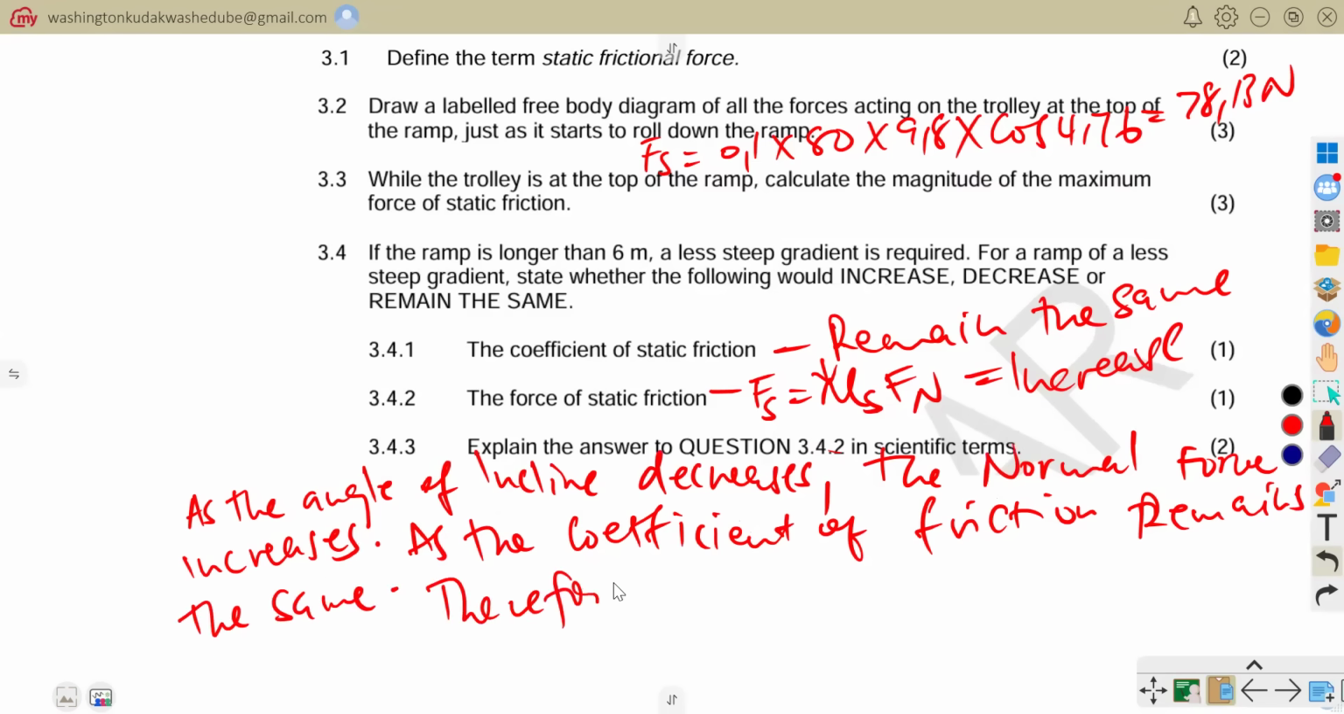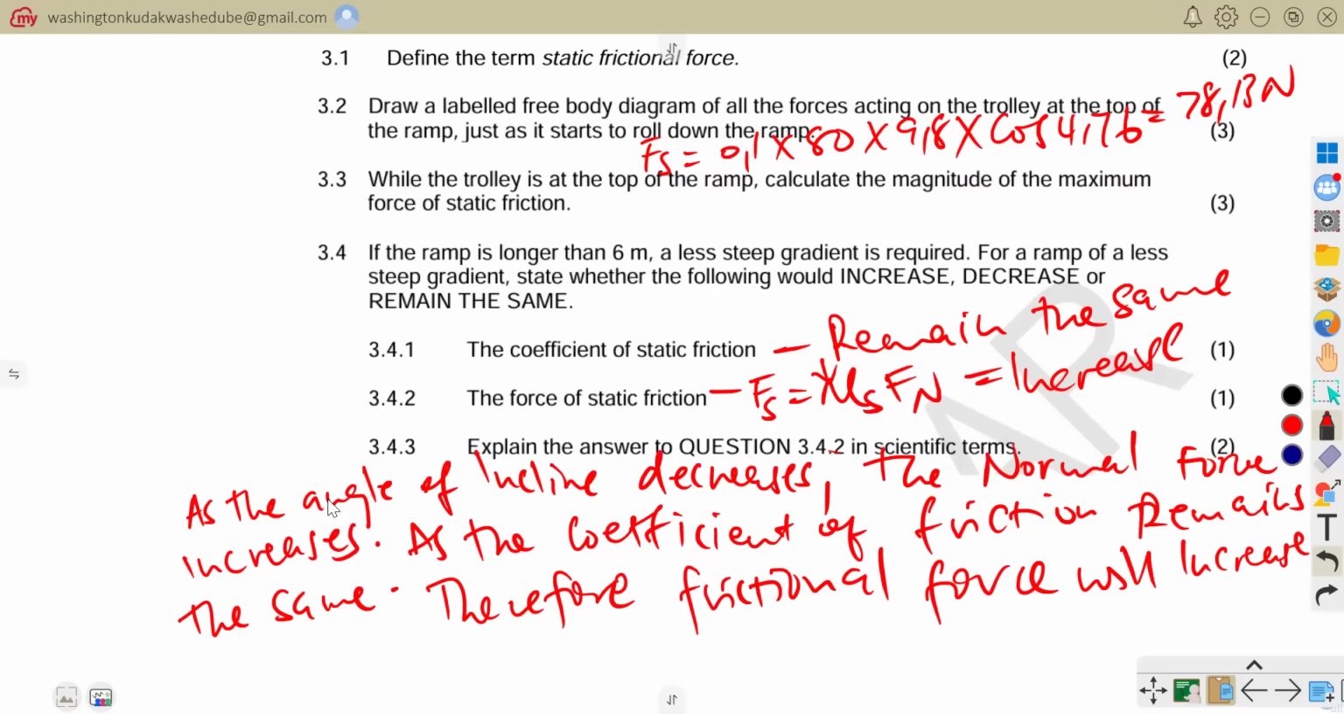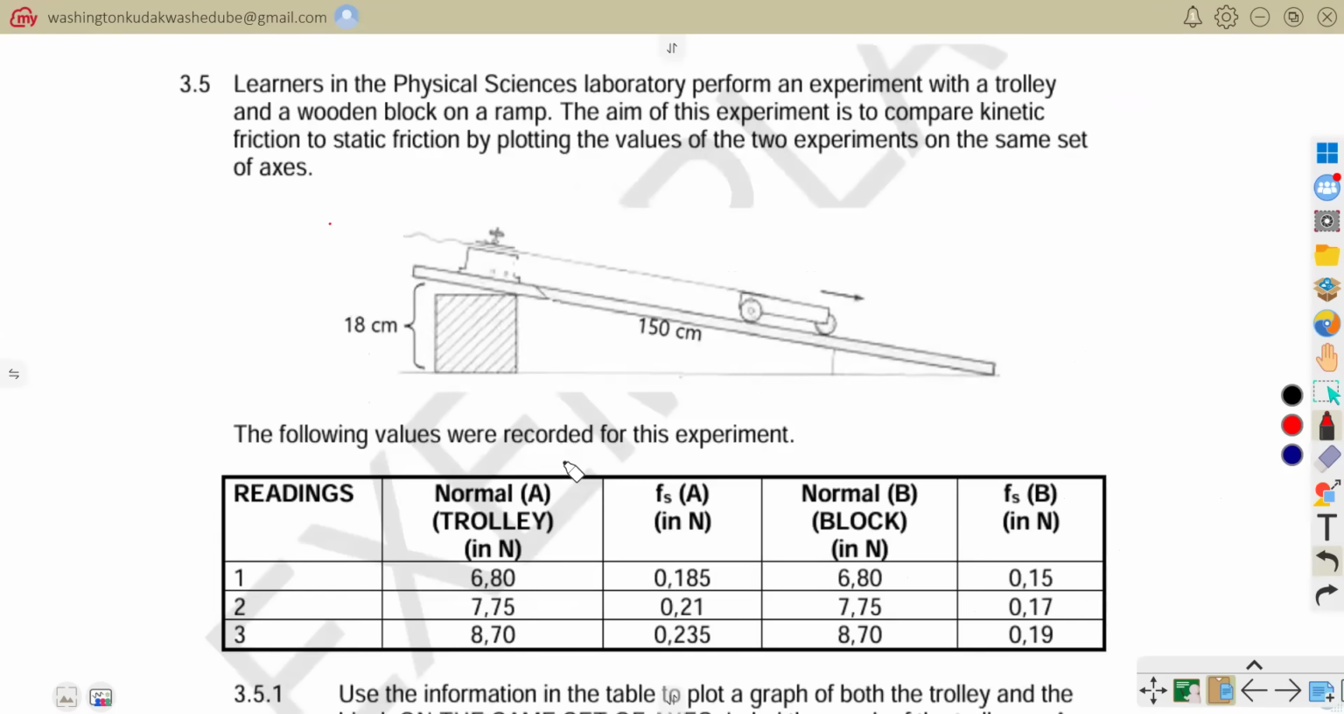therefore the frictional force, or else the static friction, will increase. As the normal force is increasing, the static frictional force will also get to what? To increase. That is what we are supposed to say there. That is the explanation in what? In scientific terms.